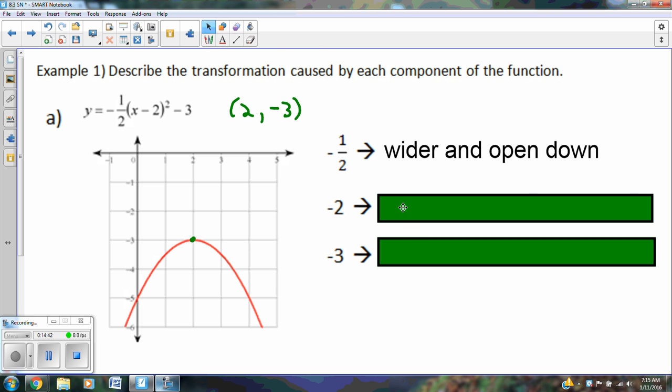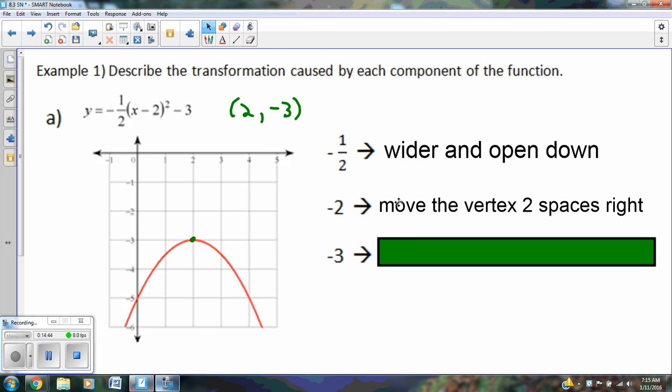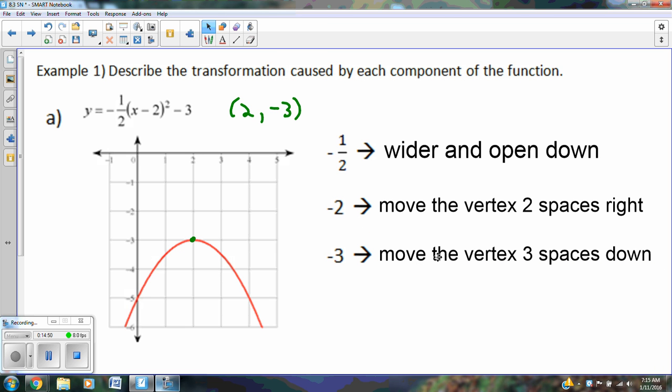What does this -2 in here do? Well, it makes it move the vertex 2 spaces to the right, 1, 2 to the right. This -3 at the end, what does that do? Moves the vertex 3 spaces down, 1, 2, 3. So it moved to the right 2, down 3, flipped upside down, and got a little bit wider, each of those pieces.